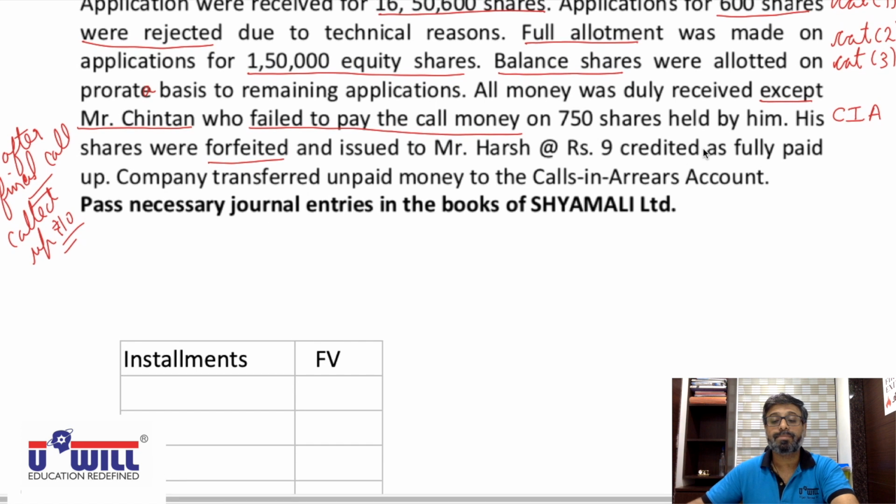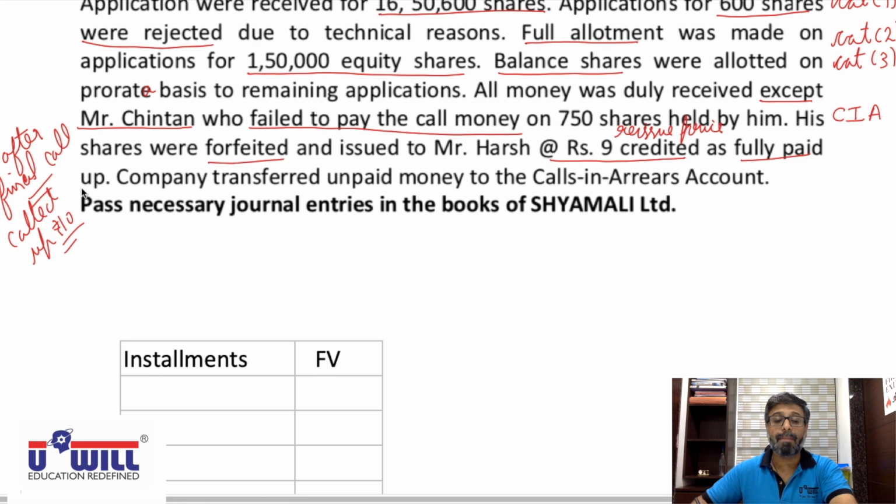Further, his shares were forfeited, so they are forfeited because he did not pay call money. Shares are forfeited after final call, and after final call means on this called up amount, entire rupees 10, by the company, and reissued or issued to Mr. Harsh at rupees 9. So 9 is the reissue price. They are reissued at rupees 9, means 9 is the reissue price.